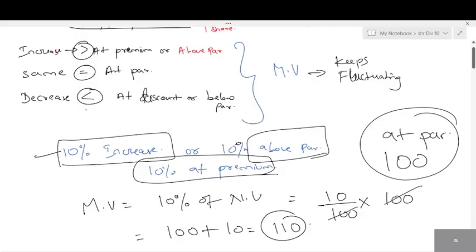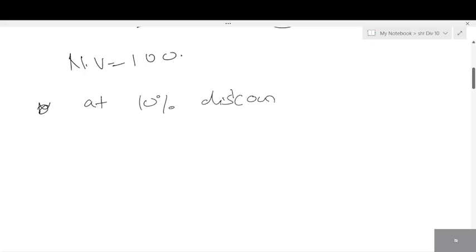The words decrease, discount, below par. Sometimes they'll give percentage or sometimes directly cost. See, nominal value is equal to 100 and at 10% discount. This is how the statement will be. Nominal value is 100 at 10% discount. What do you mean by 10% discount? How do you calculate 10% discount? Will you add or subtract? You have to subtract for discount. So remember this concept.